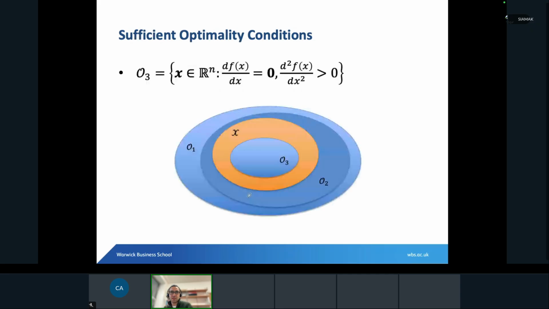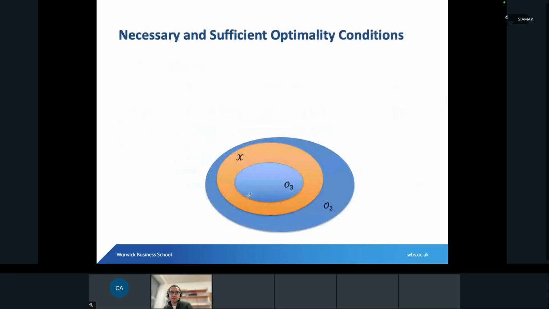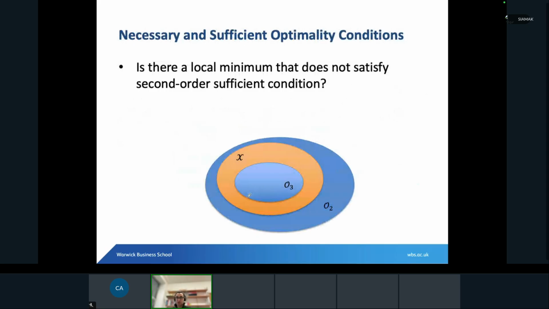Now the question here is, is there a local minima that does not satisfy second order condition? What do you think about this? Think about it. I won't answer it. Maybe if x lies in the negative region. Not really. Think about this. I will tell you, yes, there are points.